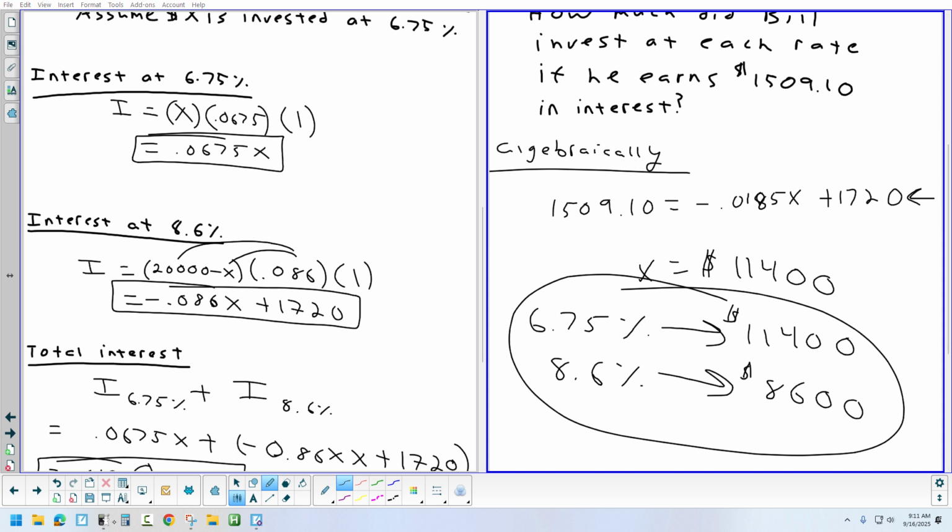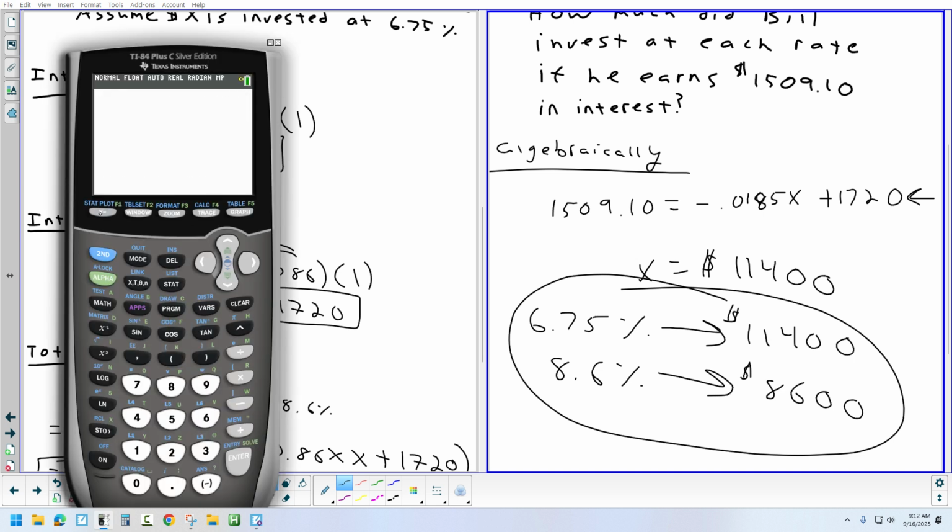How would I set this up on my calculator to be able to solve this problem graphically? What could I type in y1? Yeah. So the left side of your equation, instead of 1,509, would have to be y here. And then what would you put right there? I'd put negative 0.0185x plus 1720. Okay, we can put that in there. All right. And what else would you do?